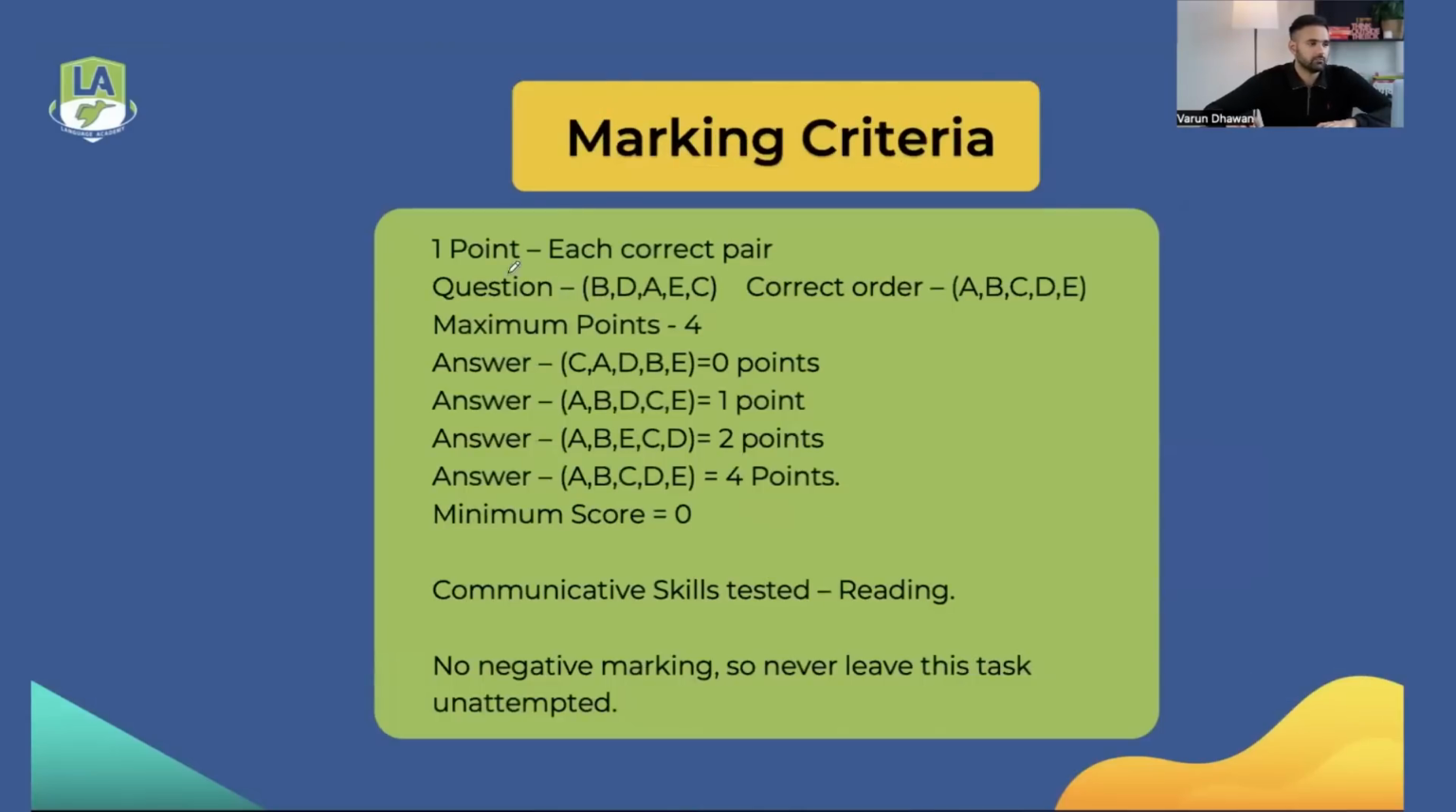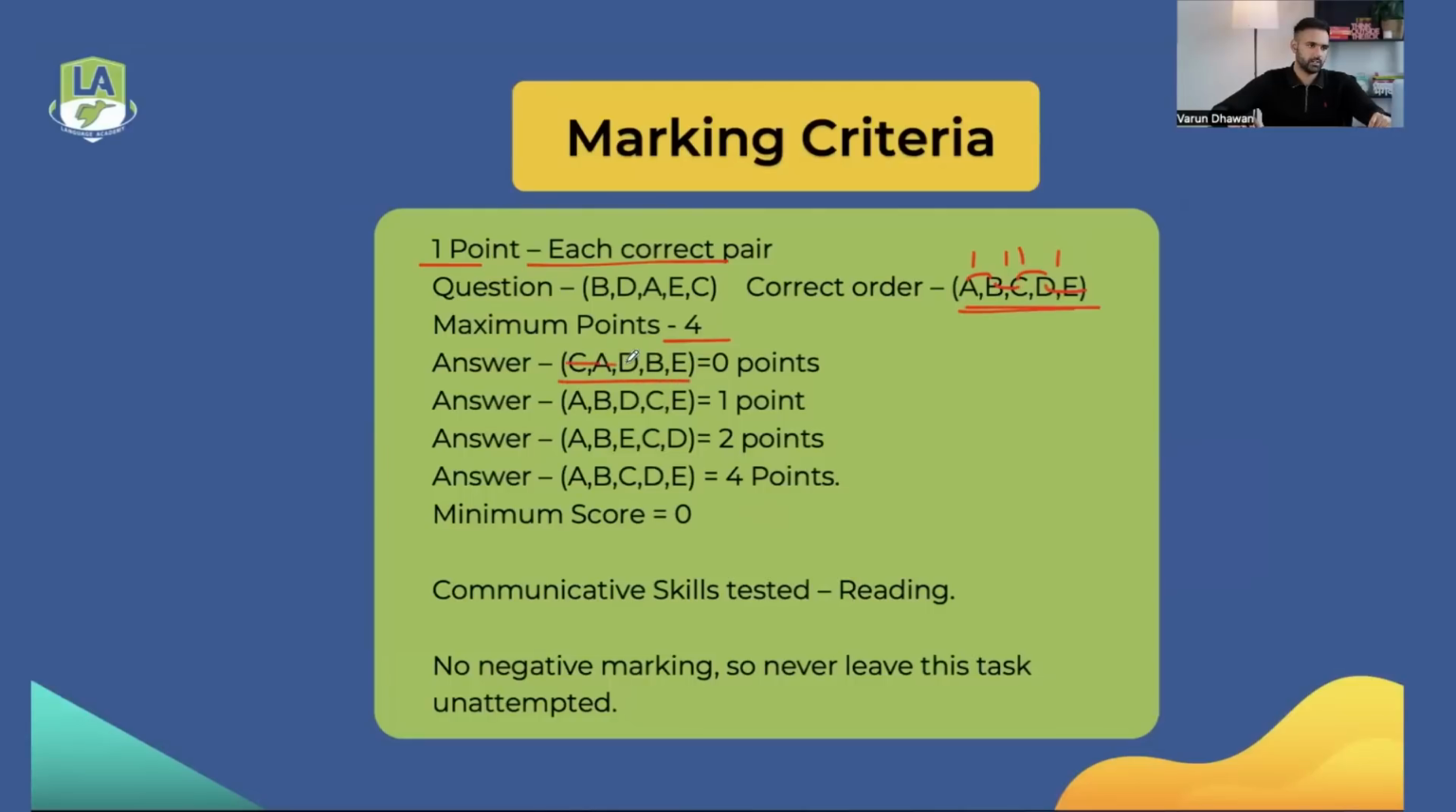First of all, how it is marked, you get 1 point for each correct pair. What is a pair? For example, your correct answer is A, B, C, D, and E. So a pair is AB is one pair, BC is one pair, CD is one pair, DE is one pair. So you get 1 point for AB, 1 for BC, 1 for CD, 1 for DE. So maximum points are 4 over here. Let's say if this is the correct answer, A, B, C, D, E, your answer is C, A, D, B, E.